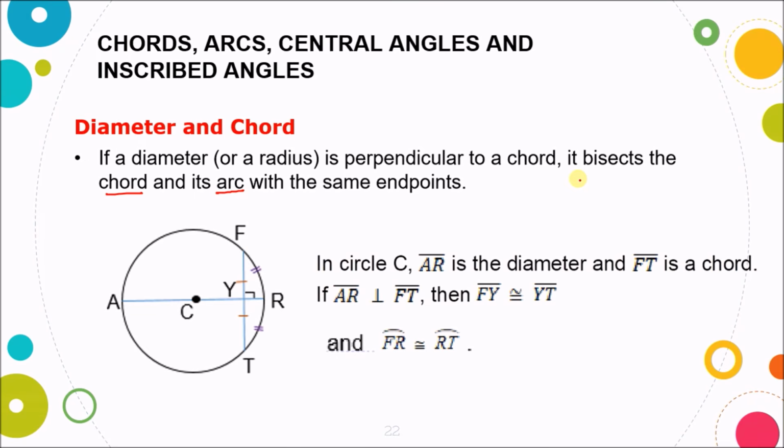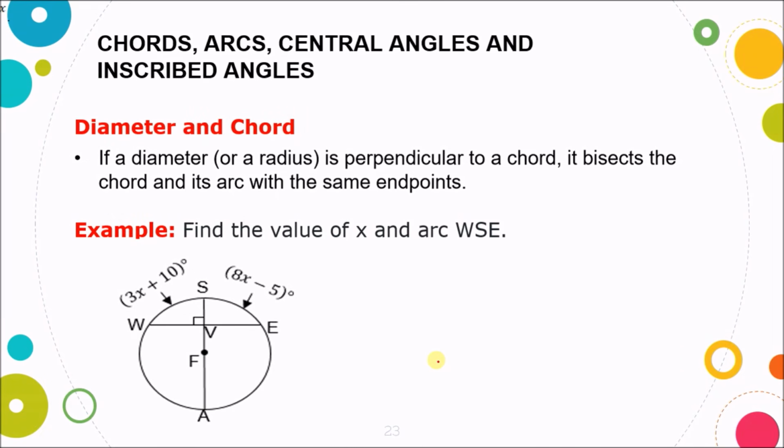Kung titignan natin yung drawing dito, we have AR, which is the diameter of the circle that is perpendicular to our chord, which is FT. In case that they are perpendicular, nagkakaroon tayo ng bisected chord. Okay? Meaning, the FY here is congruent to YT. That is the reason kapag nagkakaroon ng diameter na perpendicular sa chord, not only that, yung certain arc ay magiging bisected din. Meaning to say, the FR is congruent to RT also. Maiintindihan mo yan sa pamamagitan ng example natin.